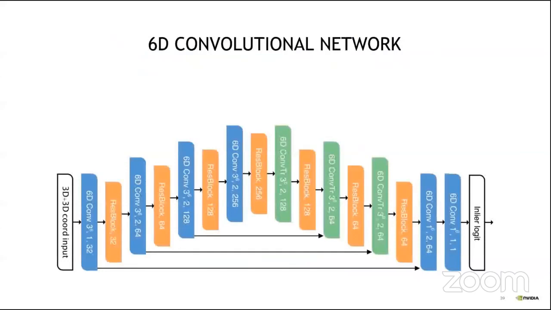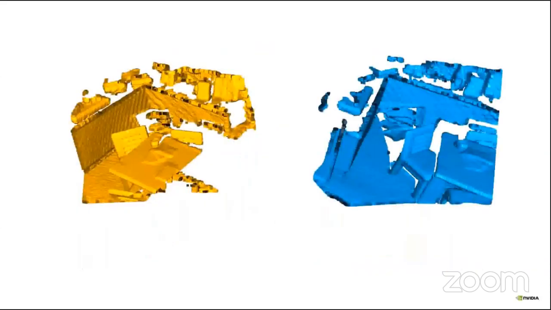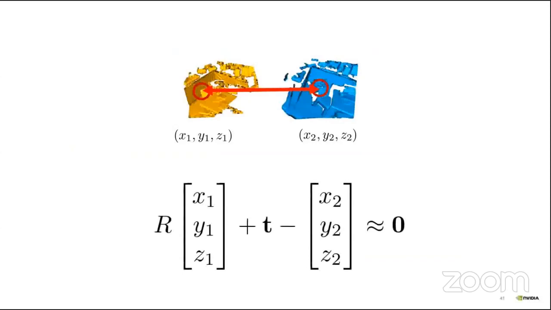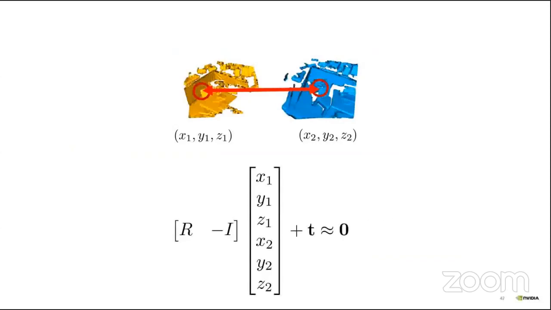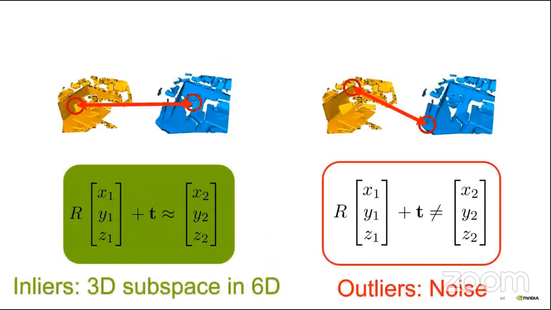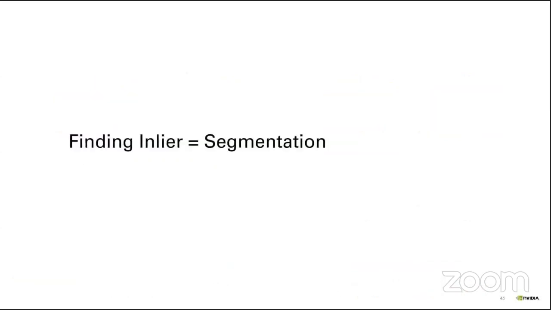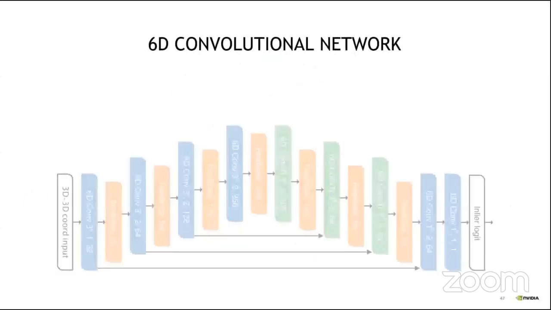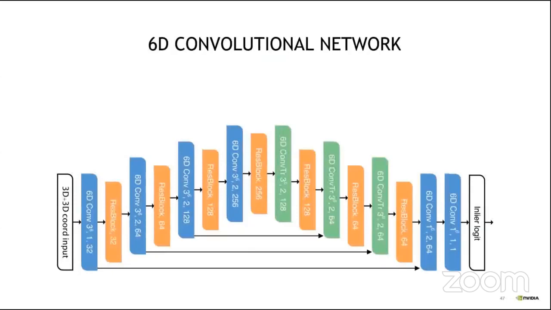In this work, we propose filtering the outliers with a six-dimensional convolutional network. To understand this, we first have to understand the geometric structure 3D correspondences form in a 6D space. Let (x, y, z) and (x', y', z') be a correspondence. A correct correspondence will satisfy the transformation equation. If we reorganize the equation by concatenating the coordinates, we get three hyperplane equations. In other words, the inliers form a subspace in a 6D space, whereas outliers form noise outside the subspace. Finding the inliers is equivalent to segmenting them from the noise. And in 2D and 3D, convolutional neural networks are the most successful method for segmentation. That's why we use a 6D convolutional neural network to segment the inliers.